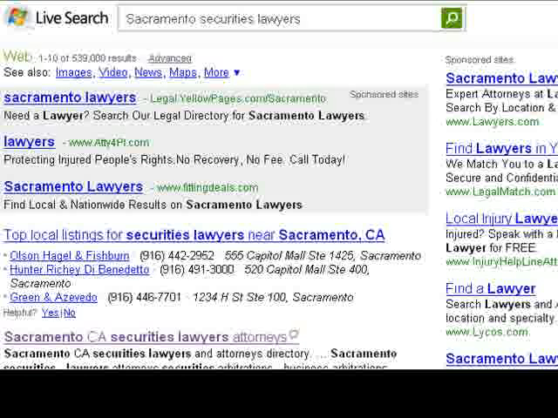One last one on MSN, Sacramento securities lawyers. Again, we're only looking at page 1, as it says here, 1 through 10 of about 539,000 results. And we're right there, right here. You can see this is our site, and we're basically in the 2nd position.